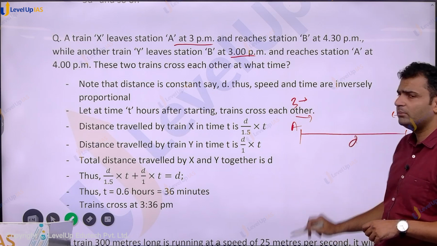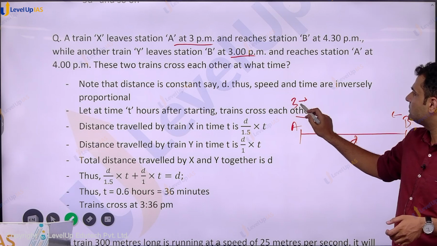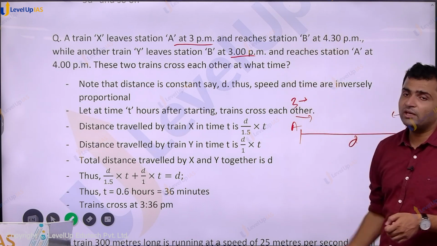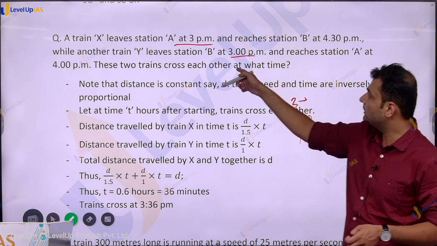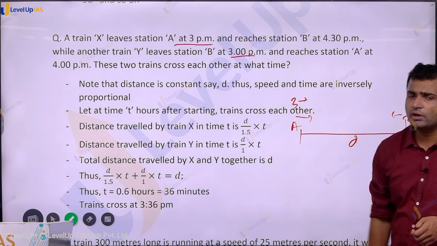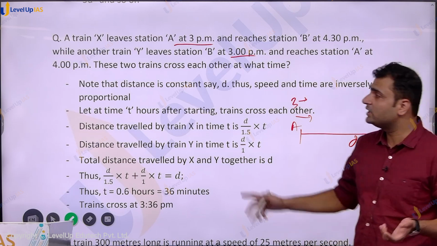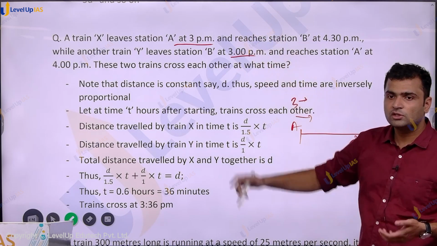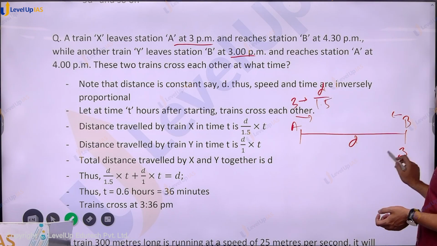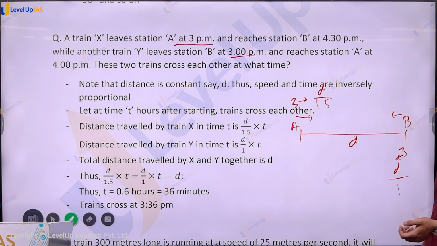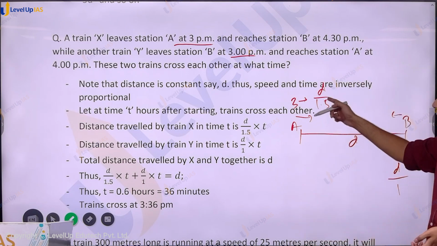Let the distance between them be D. We have not assumed anything, we can assume it to be D. And this train has traveled for 1.5 hours, 1 hour 30 minutes, from 3 to 4:30. And another train has traveled for 1 hour, and it covers distance D. So we know the speeds, we know the distance, we know the time it takes. Speed is distance upon time. And speed of this train is distance upon time. Right? So now we know the speeds.